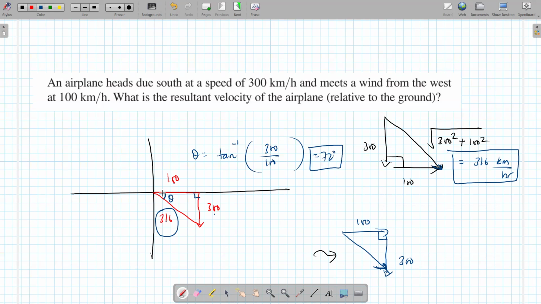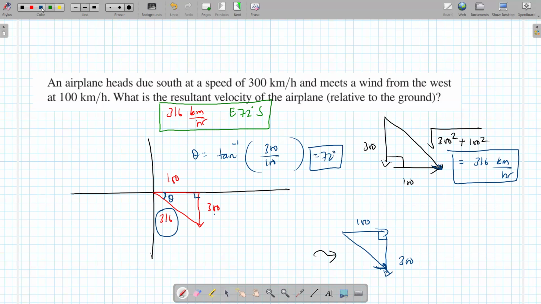Again, this is the angle that I found, 72 degrees. Look at how I'm going to label this. The resultant velocity is 316 kilometers per hour. For this angle, first you go east, to the right, and then you go 72 degrees south. That's how you'd answer this.